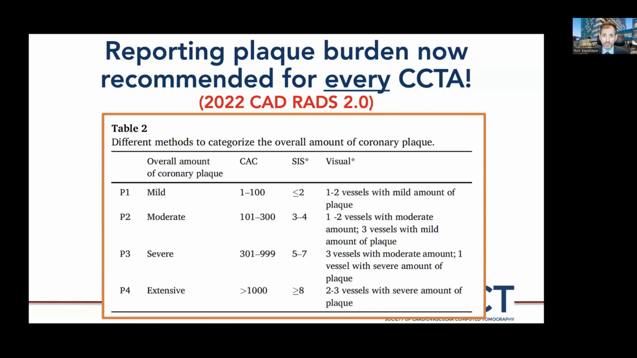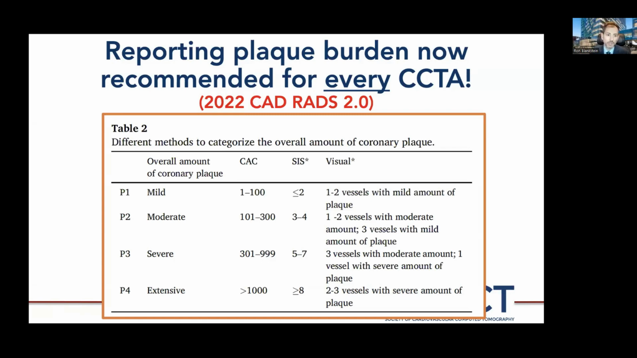recognize not every institution does a calcium score with every coronary CTA. My own institution, for example, does not, and there are pros and cons of adding a calcium score to coronary CTA. So if you do a calcium score, you can see on this slide how that can help you estimate the amount of plaque. The other option is to use a segment involvement score, and that means counting the number of segments that have plaque, and that gives you a fairly good estimate of how much plaque is present.